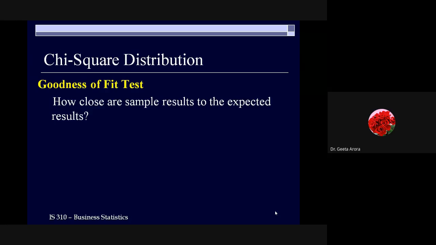Now here I'm just giving you an introduction about goodness of fit. Then I will skip through the PPTs and we will go to the test of independence. What is goodness of fit? Goodness of fit is used to find out how close the sample results are to the expected results. Expected result means what we are expecting, and the sample result means what actually comes out.